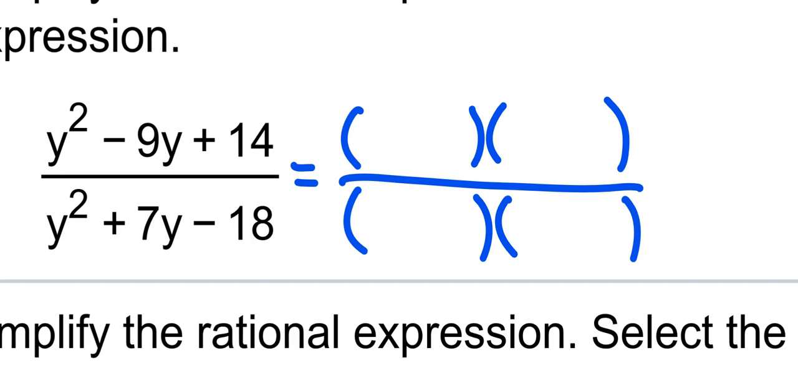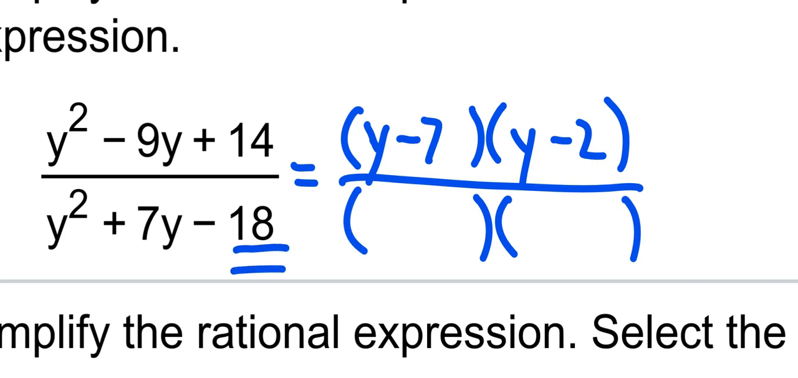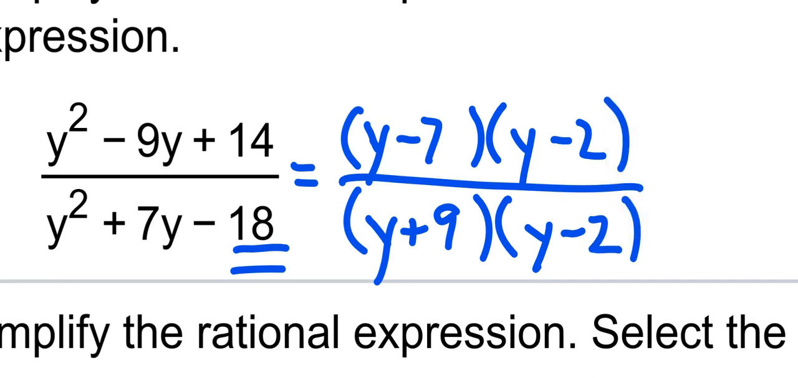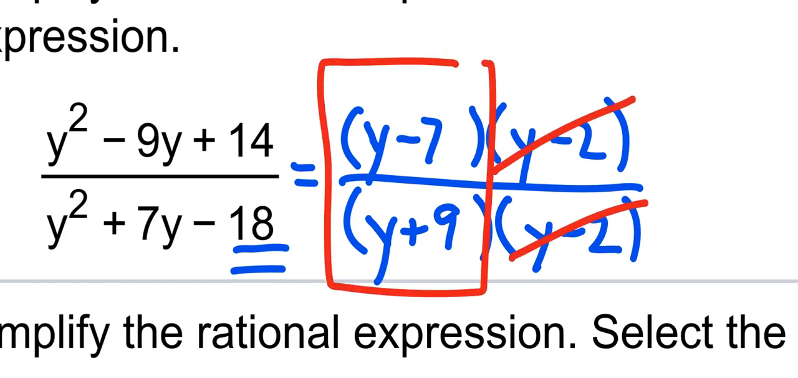Got it factored? I know you're still getting your stuff out. I was wondering about the joke. Y minus 7, Y minus 2. Nice job. What about the denominator? 4 and 3 don't multiply together to give me 18. Positive 9, negative 2. Y plus 9 and Y minus 2, that is true. Anything cancel out? Y minus 2. The Y minus 2's. Final answer right there.